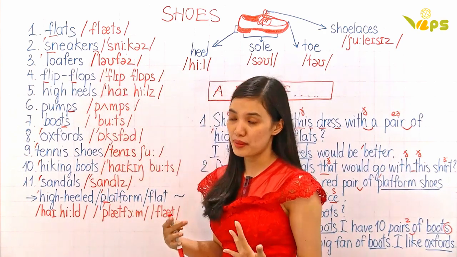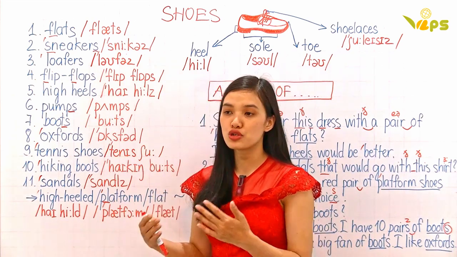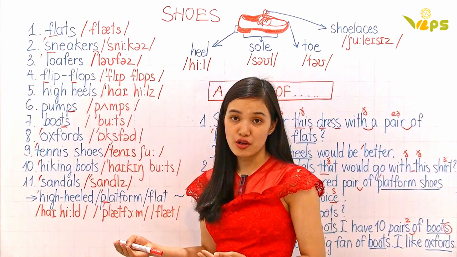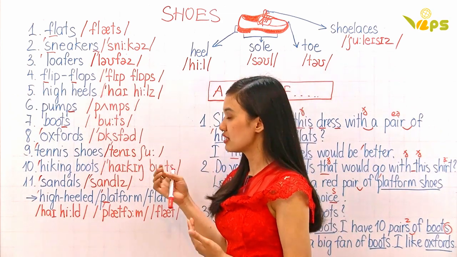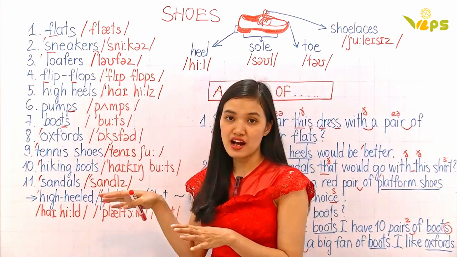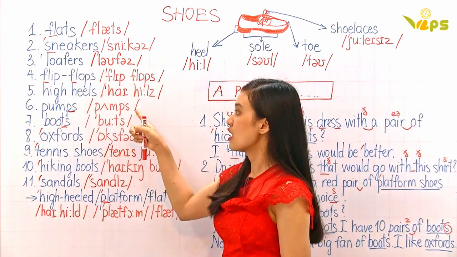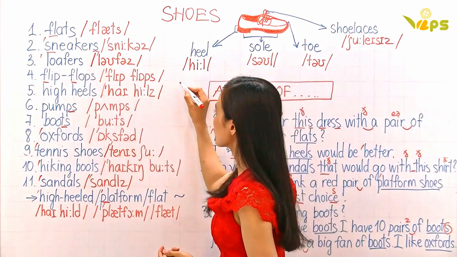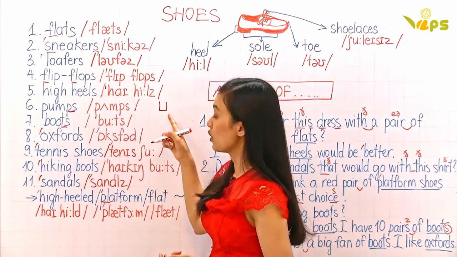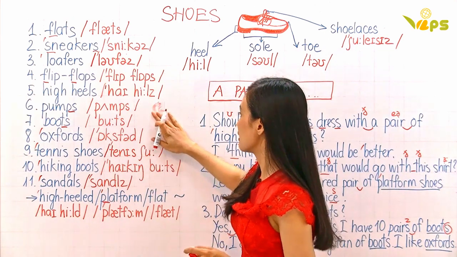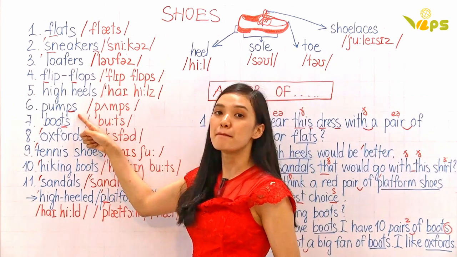Number six, pumps. Pumps are usually for women. These are very formal shoes that you usually wear in a meeting or in the company, and they're plain and do not cover the toes of your foot. Okay, so it is the pumps. Usually the pump with the heel is like this, not very small. That is the pumps, okay?